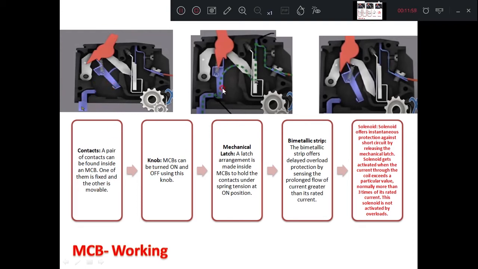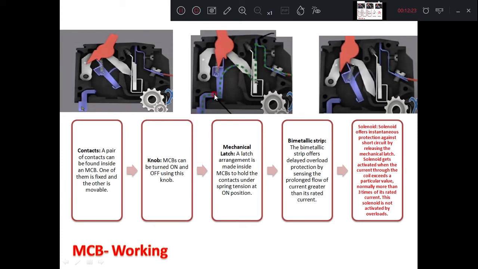It is under the normal operating condition. It can be switched on. There is a knob here. You can make it manually on or off. Even under the healthy condition, you can break the circuit by just switching this off. Then under healthy condition, see here, this is a wire connected to the load. This contact is connected to the supply.